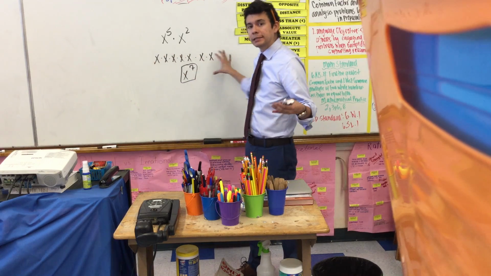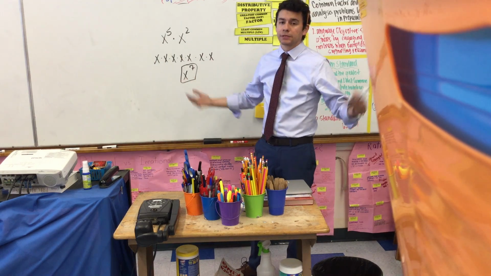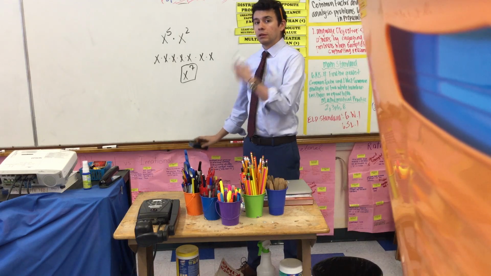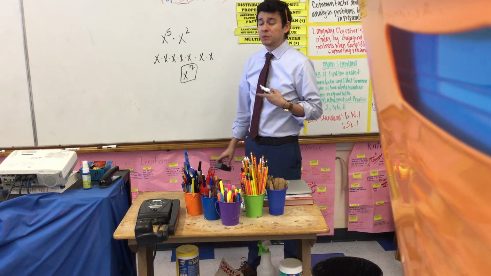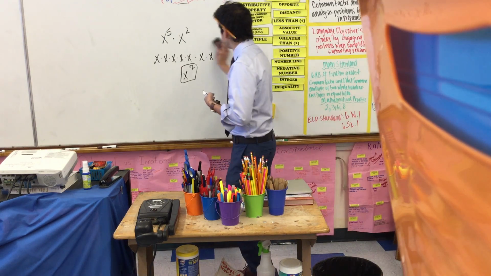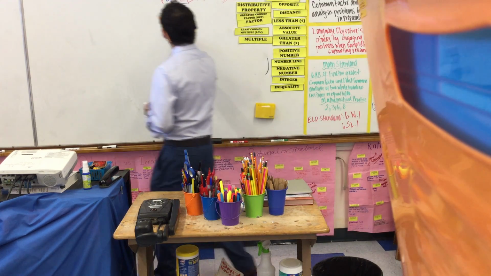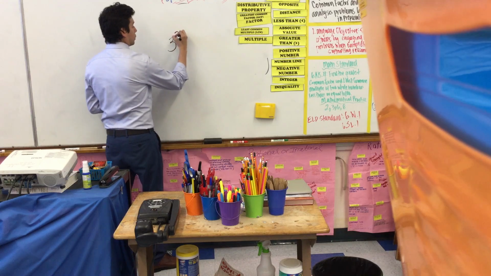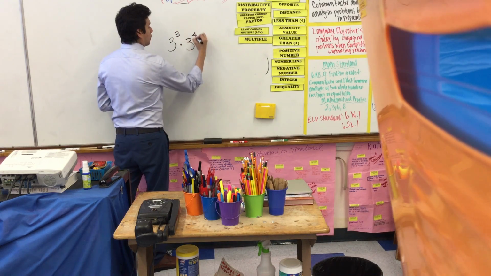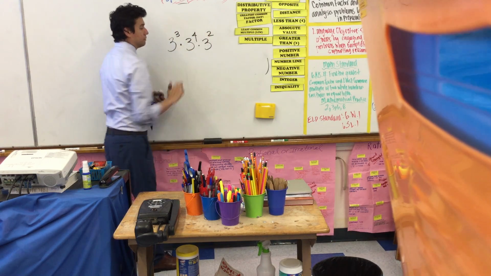You expanded the problem out. That's why it's called expanded form. Look at a pattern. There's actually a faster way of doing this. Let me go over another problem. So if you were absent, copy this down on your notebook. So let's say we have 3 to the 3rd times 3 to the 4th times 3 to the 2nd.